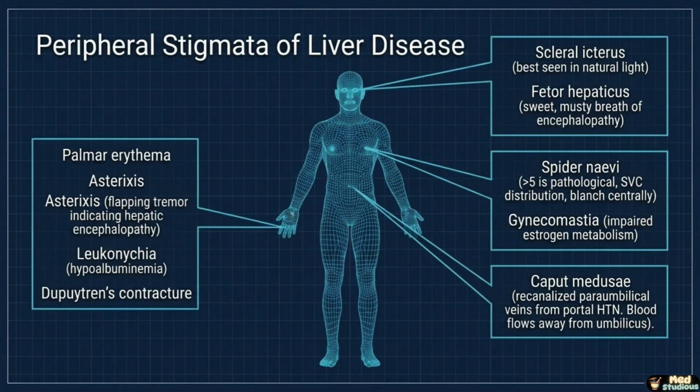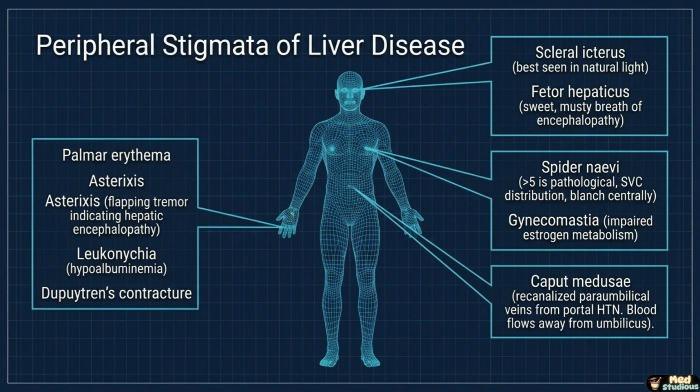Chronic liver disease writes its signature all over the body, well outside the abdomen, and examiners expect you to actively go looking for it rather than waiting for it to be obvious. Starting at the eyes, scleral icterus is best appreciated in natural daylight rather than under artificial ward lighting. Fetor hepaticus, a sweet, musty breath odor, signals that ammonia and other nitrogenous byproducts are bypassing liver metabolism, a marker of hepatic encephalopathy.